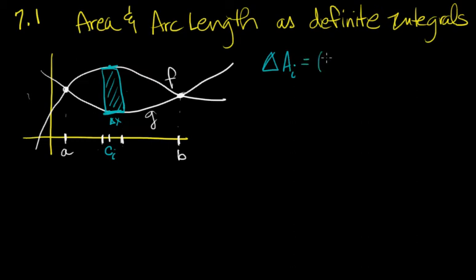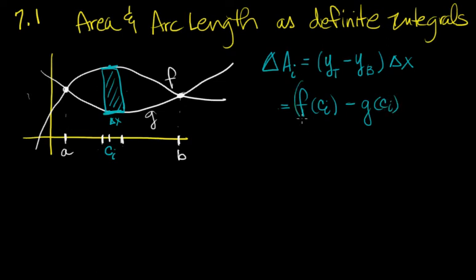And I'm going to write it all out. It's going to be, well, let's put y on the top minus y on the bottom, a vertical distance, and delta x we know is its width, which is b minus a over n. But y on the top is f of c sub i, and y on the bottom is g of c sub i, times delta x. So what we see here is the area of the ith rectangle written in terms of the functions f and g, and just c sub i chosen in the ith subinterval.